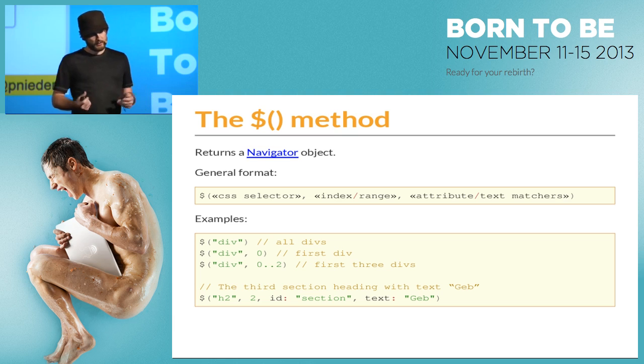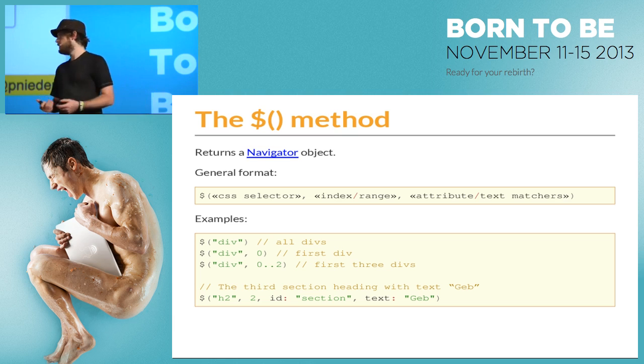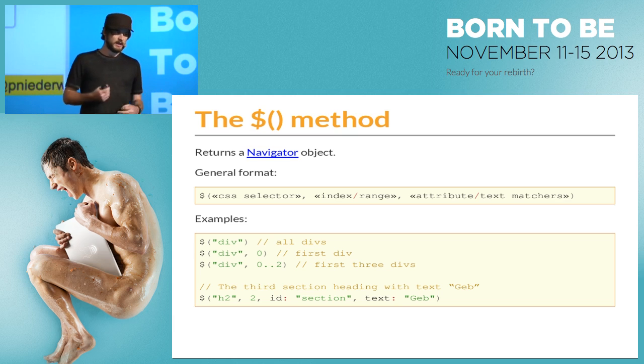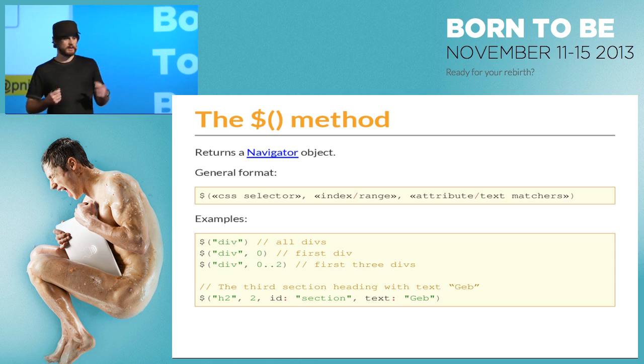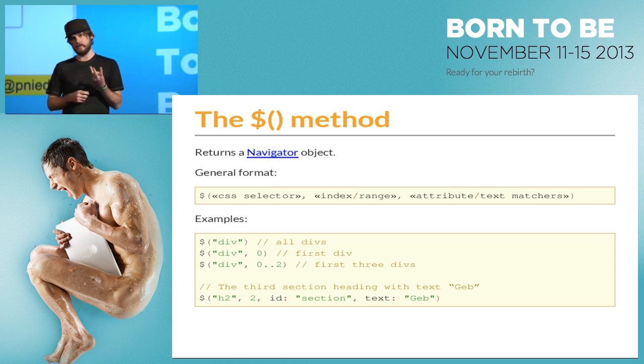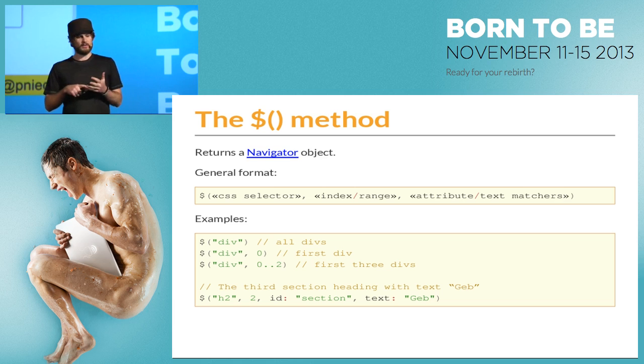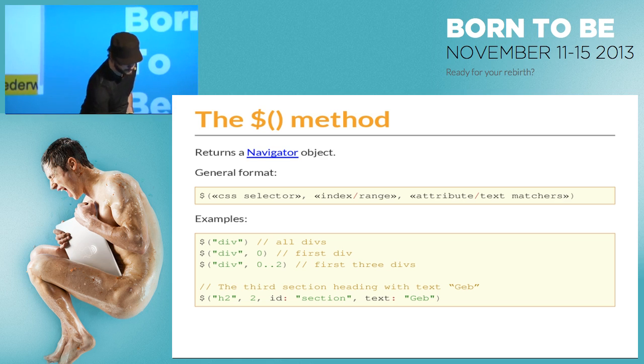So the dollar method returns the Navigator object, and this is the analog to the jQuery object. It represents 0 or more things that I've selected. And also, like the jQuery object, it is always a collection, even though it contains one thing. I can treat it as one thing or as a collection. The general format of this method is that I can take 3 things, all optional. I can take a CSS selector, I can take an index or range, and then what we call attribute or text matches.